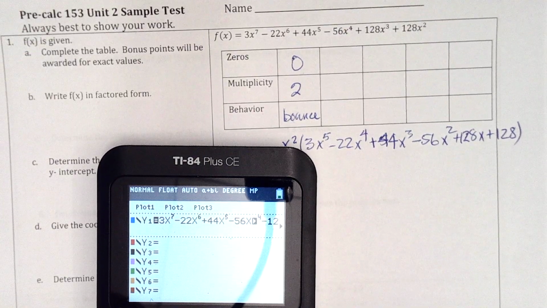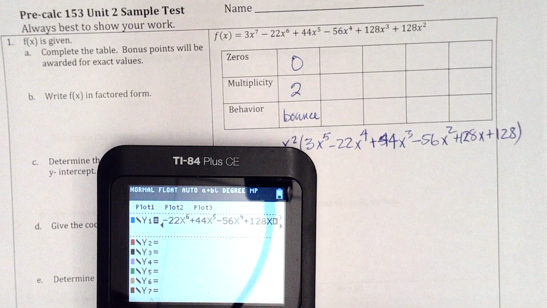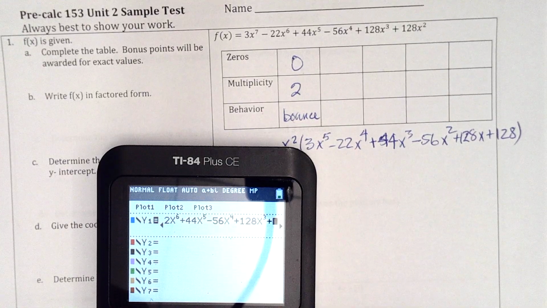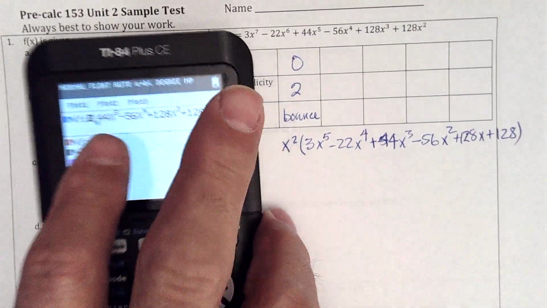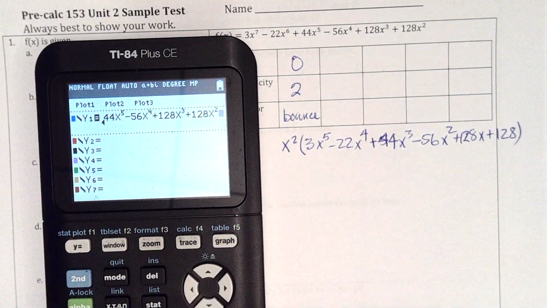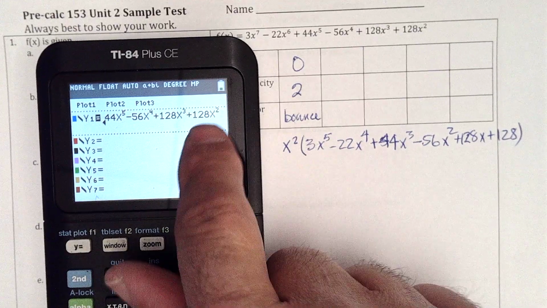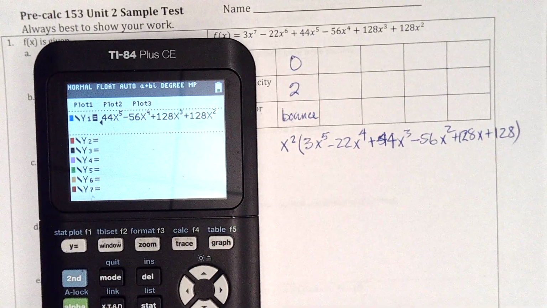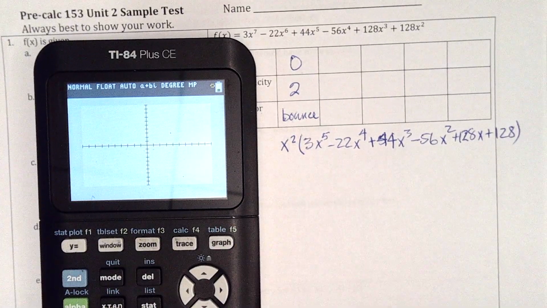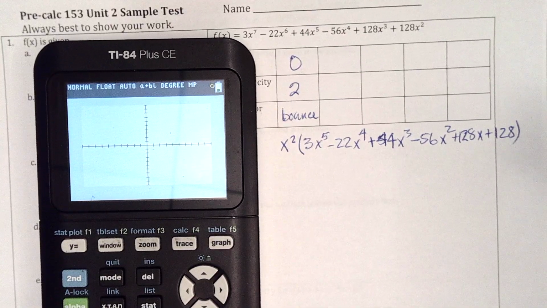And this is something you guys got to watch out for. Plus 128x to the 3rd plus 128x squared. All right, if you don't type it in right, you're going to get issues. This still has an x squared and everything, so if I push graph, it should still bounce at 0. Hopefully now I got nicer numbers.